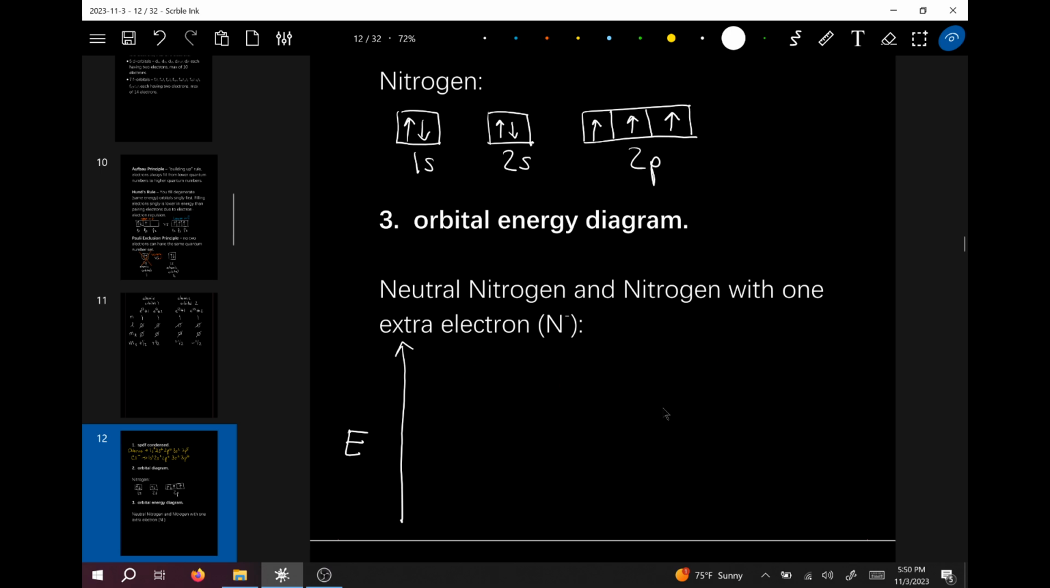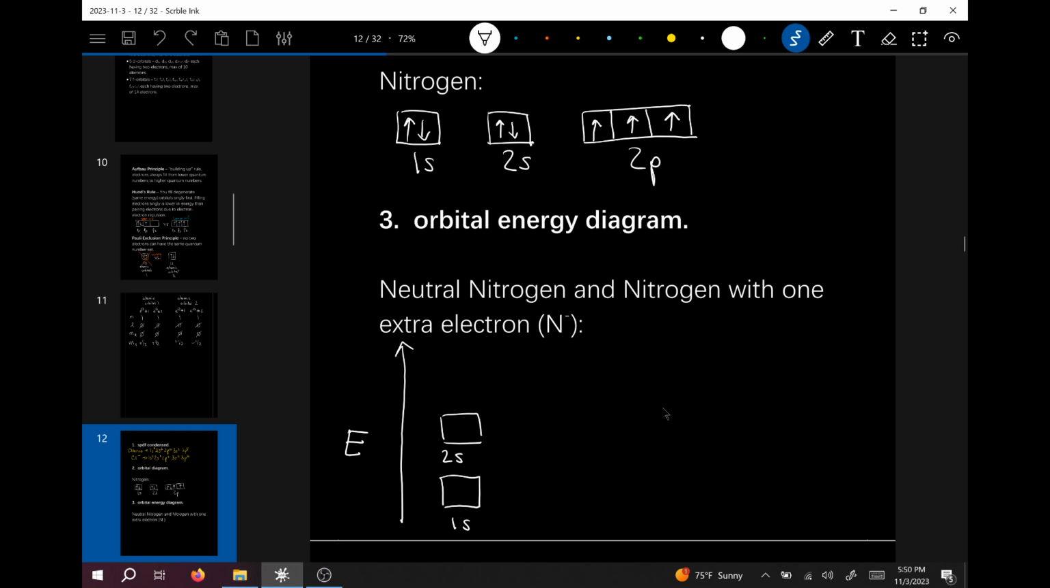And I want to represent the orbital energy diagram for a neutral nitrogen and then a nitride. This is going to be a nitrogen that has an extra electron. And so our skeleton, again, is going to have a 1s orbital, a 2s orbital, and you'll notice that I drew the 2s orbital higher than the 1s orbital because the principal quantum number, n, is greater than 1. So the 2s orbital will be higher in energy.